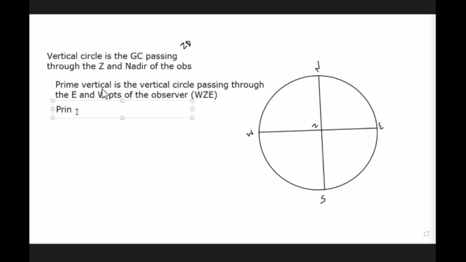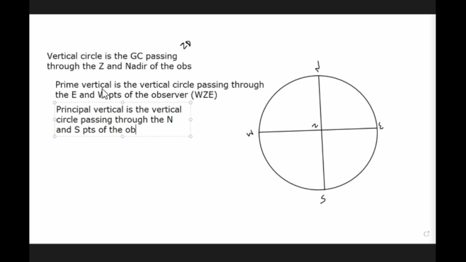Principal vertical is the vertical circle passing through the north and south points of the observer. So in this case, it would be north, Z, south. That's the principal vertical.